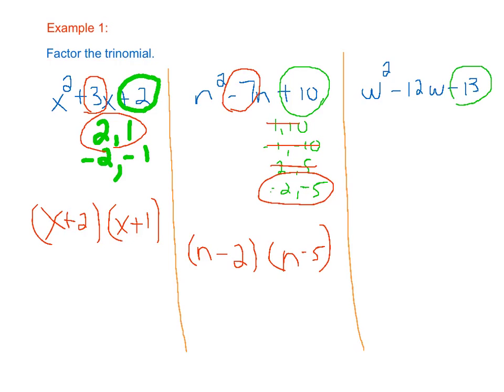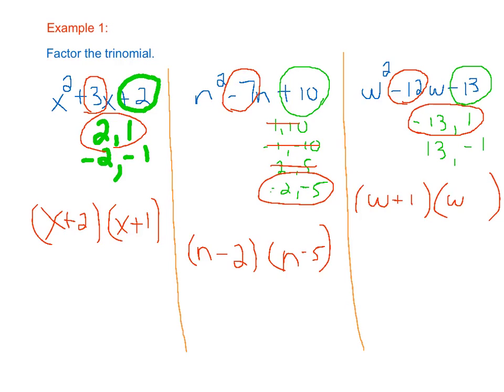Alright, so here again, looking at the last term, listing factors that will give us negative 13. We have negative 13 and positive 1, and we have positive 13 and negative 1. Now, as we continue to look at that, when we look at those factors, which ones can we combine to get negative 12? Well, when we put negative 13 and 1 together, that gives us negative 12. So when we factor this out, we've got the positive 13 and we've got the negative 1. So the quantity w plus 13 times the quantity w minus 1 is the factored form of that trinomial.